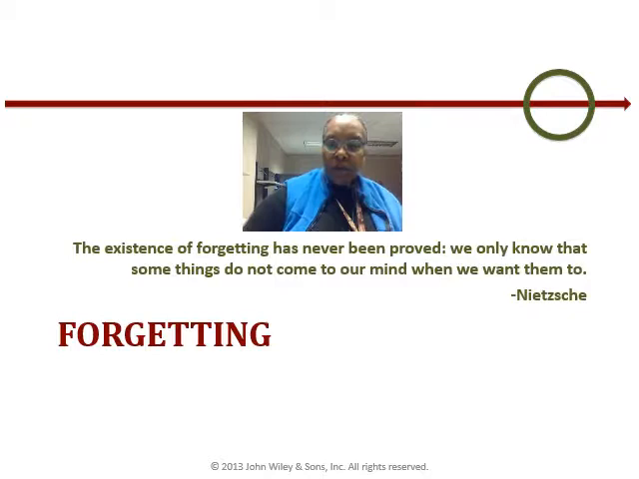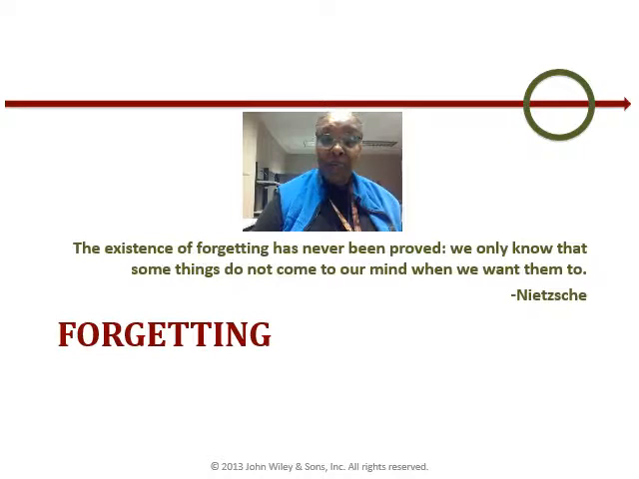And this statement, I really like Nietzsche's thought process and where he was coming from, because I often feel like I forget everything. But the existence of forgetting has never been proved. We only know that some things do not come to our mind when we want them to. And that's a great lead-in when we're talking about forgetting.